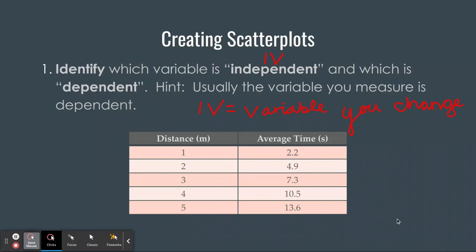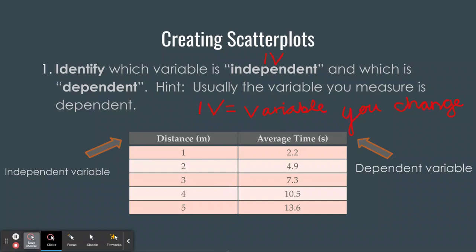So in this case, we have a data table here of distance and average time, and the question of which one is the independent and dependent variable. In this case, it really could go either way, but we've set this up so that the independent variable is on the left and the dependent variable is on the right. That's usually how, in fact, that should be how you set up your data tables. Okay, let's go ahead and clear my screen.